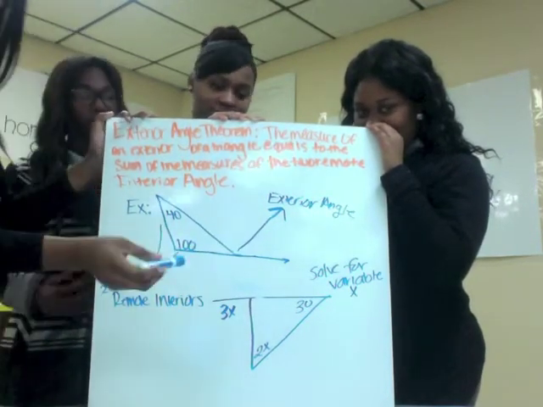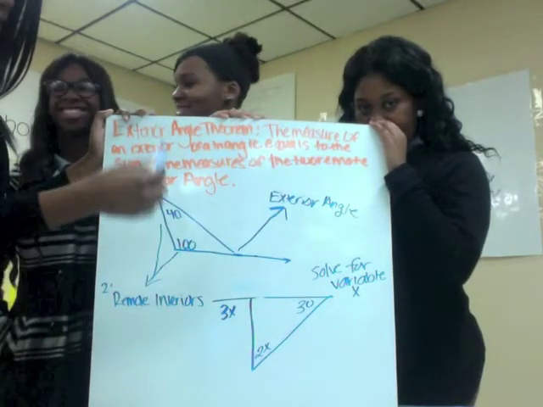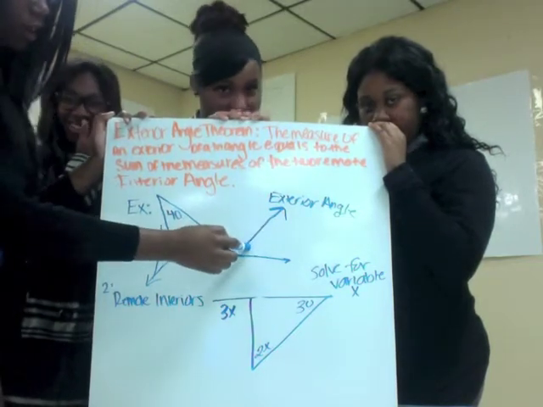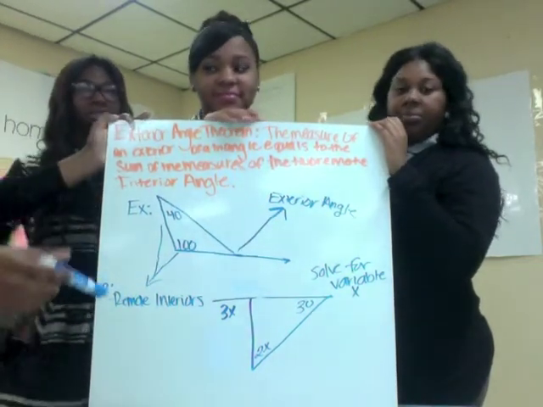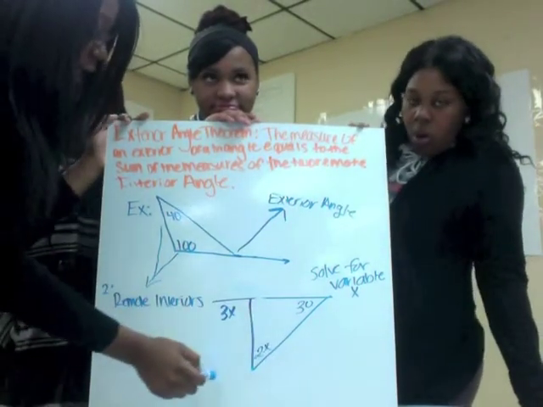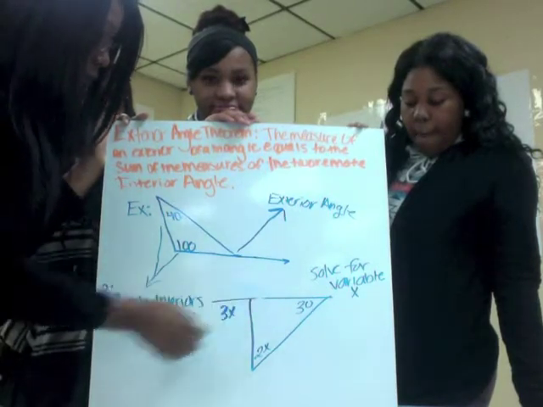Like if you're given two angle measurements such as 40 and 100, you would add those two measures and they will equal the exterior angle right here. So for an example, solve for variable x. These are the two remote interior angles. You know that the two remote interior angles equal the exterior angle.